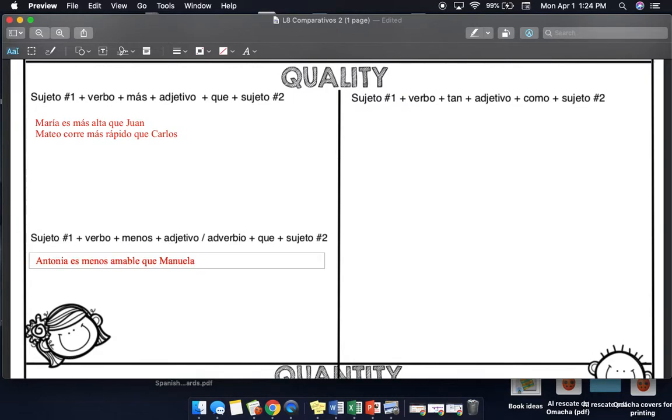Or for example, you can say Tobias come menos que Andrés. Okay? So we can do that. And in these, you can use adjectives or adverbs. Okay? Corre menos lentamente than somebody else. So again, these are your comparatives of quality that are more or less.